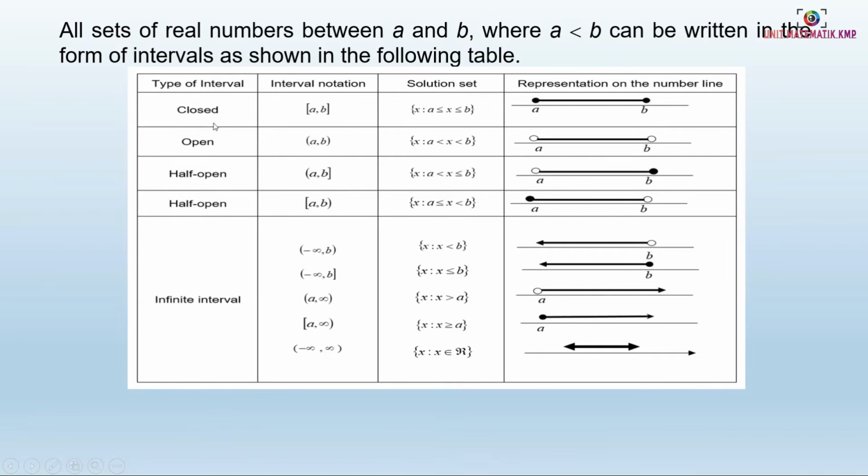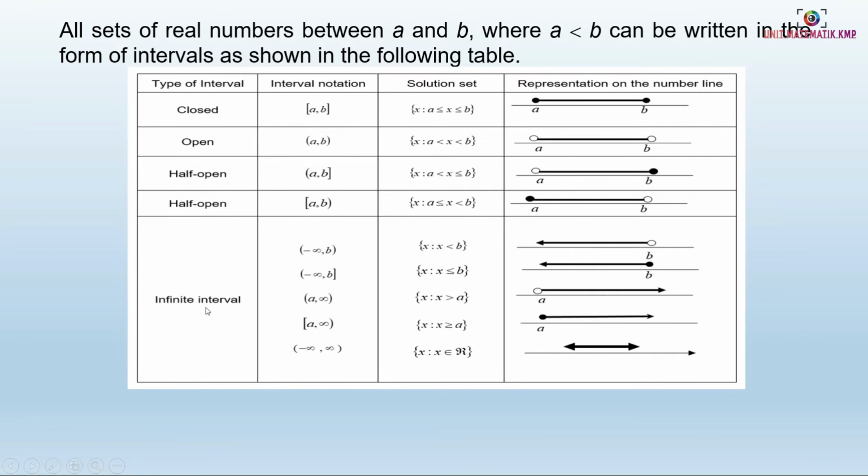For half open interval, interval notation from A to B, including A. Solution set: X, where X is greater than or equal to A and less than B. We present on the number line: we draw from A to B, at A a filled circle, but at B an empty circle.